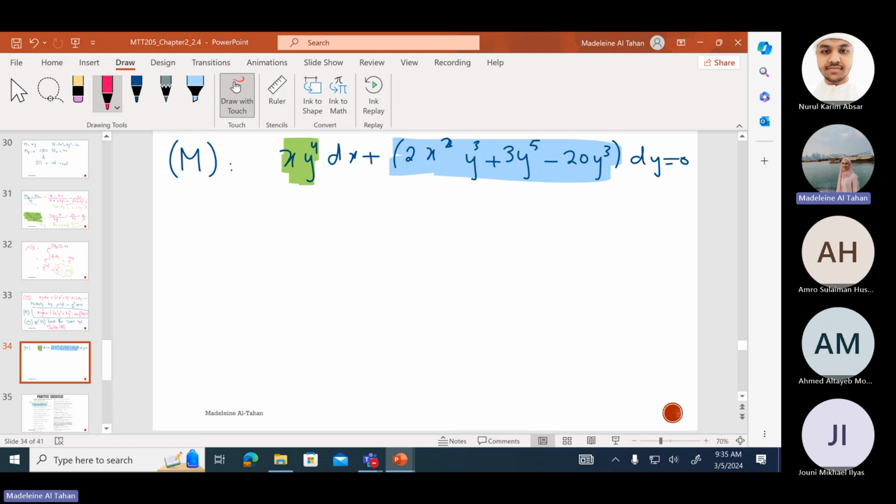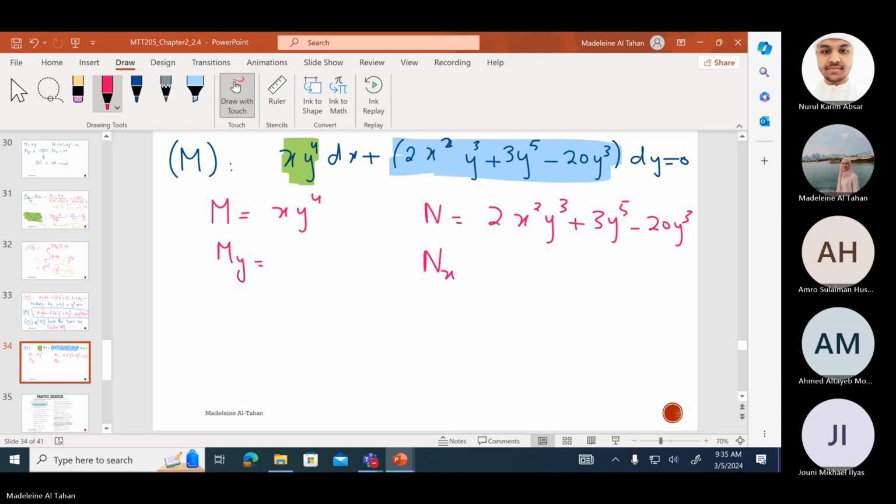Right? Okay, M is what? xy^4. And N is 2x^2y^3 + 3y^5 - 20y^3. We need to find N_x and M_y. So M_y is equal to what? 4xy^3. Okay. Do all agree with Abu Said that this is M_y?